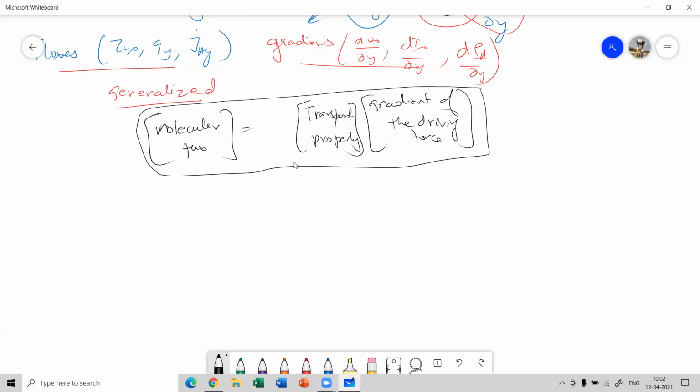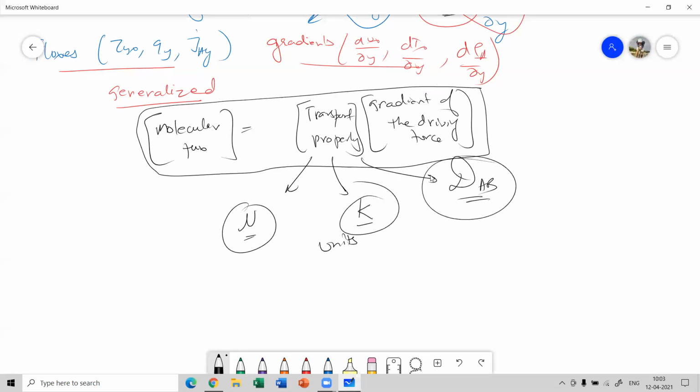But if you look at the transport properties, that is viscosity, conductivity, and diffusivity, these three have different units. So we cannot say that they are completely analogous to each other because they have different units. No doubt they all come under the category of transport property, but because of the difference in units, they cannot be completely analogous to each other.